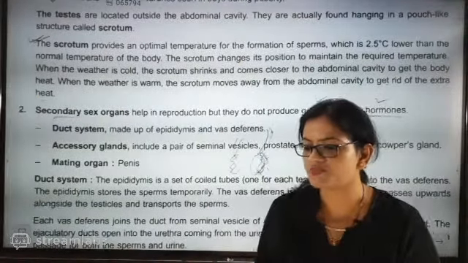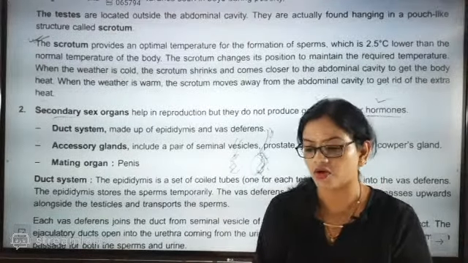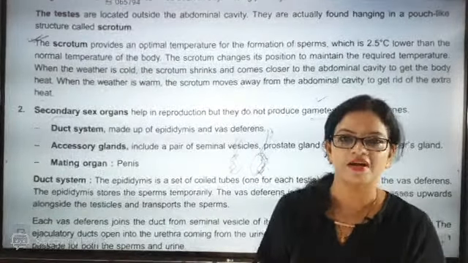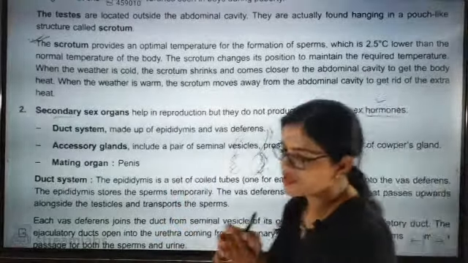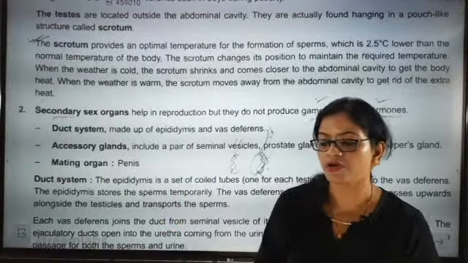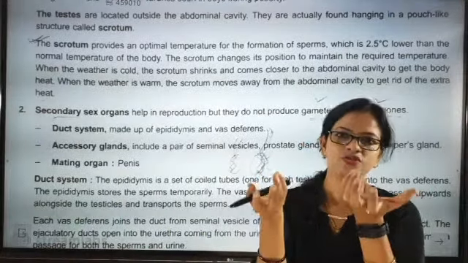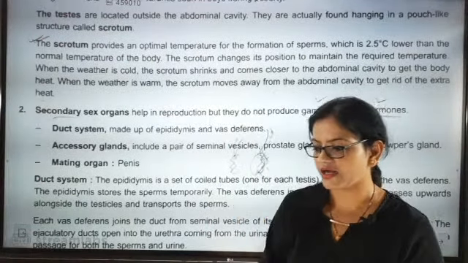So sperm needs a temperature lower than that, because it cannot withstand that temperature. 37 degrees Celsius is normal human body temperature. That's why the testes are inside the scrotum, so that it can maintain that lower temperature.